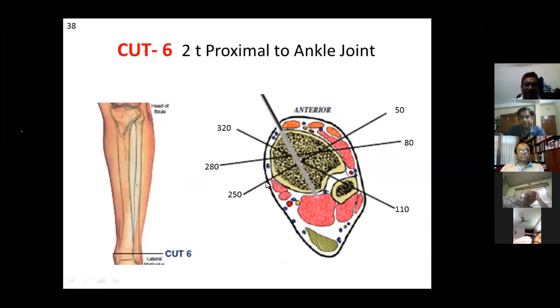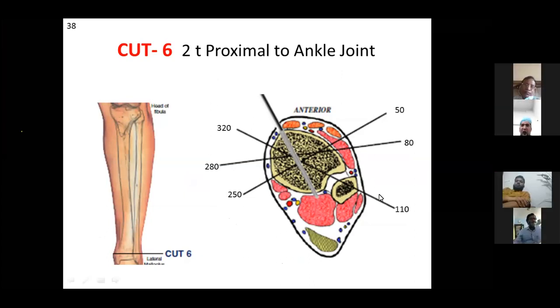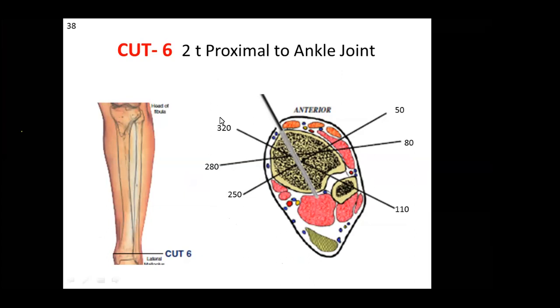In this cut, if desired to fix the fibula, then pass wire from 110 to 320 degree, and you can construct with 110 to 320 degree also. If you want to avoid the fibula, then use 50 to 250 and 80 to 280 degree.